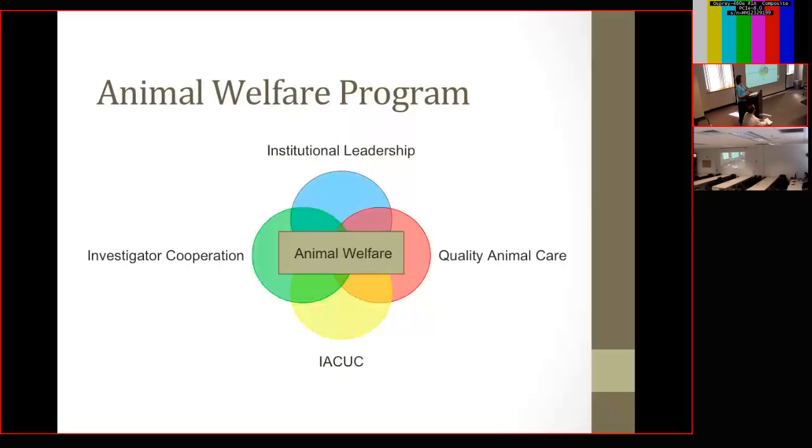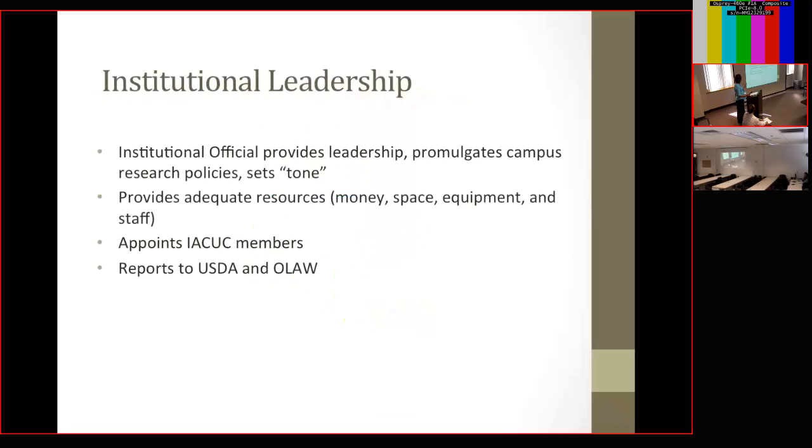So we'll start with the role of the leadership, and specifically the individual called the institutional official. That individual plays a very important role. They're typically a very high-ranking official at the institution, often the CEO or president or vice president. Our institutional official here at Tulane is our Vice President of Research, Dr. Laura Levy. Her job is to provide leadership, disseminate all of the policies, and to set the tone of the research here at Tulane.